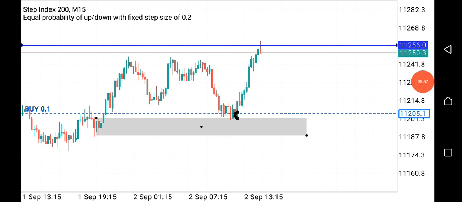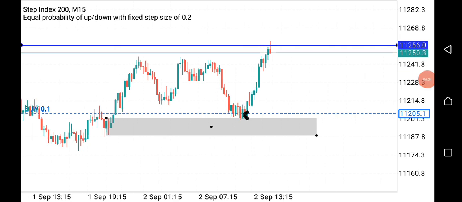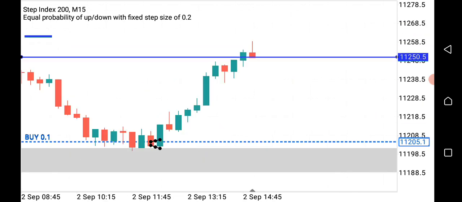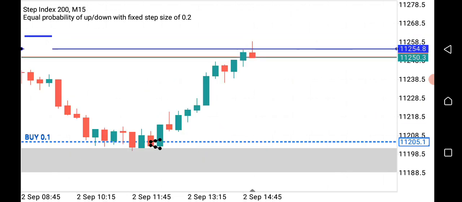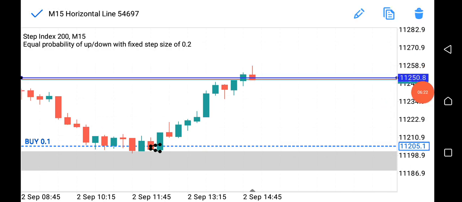If you can take a look at this point now, you see that I have just focused on this blue line. Focus on this blue line. You can see this blue line that I'm moving. Focus on the numbers. On this number here, you can see 11250 is actually a psychological level. I count it in 50s. 11250.